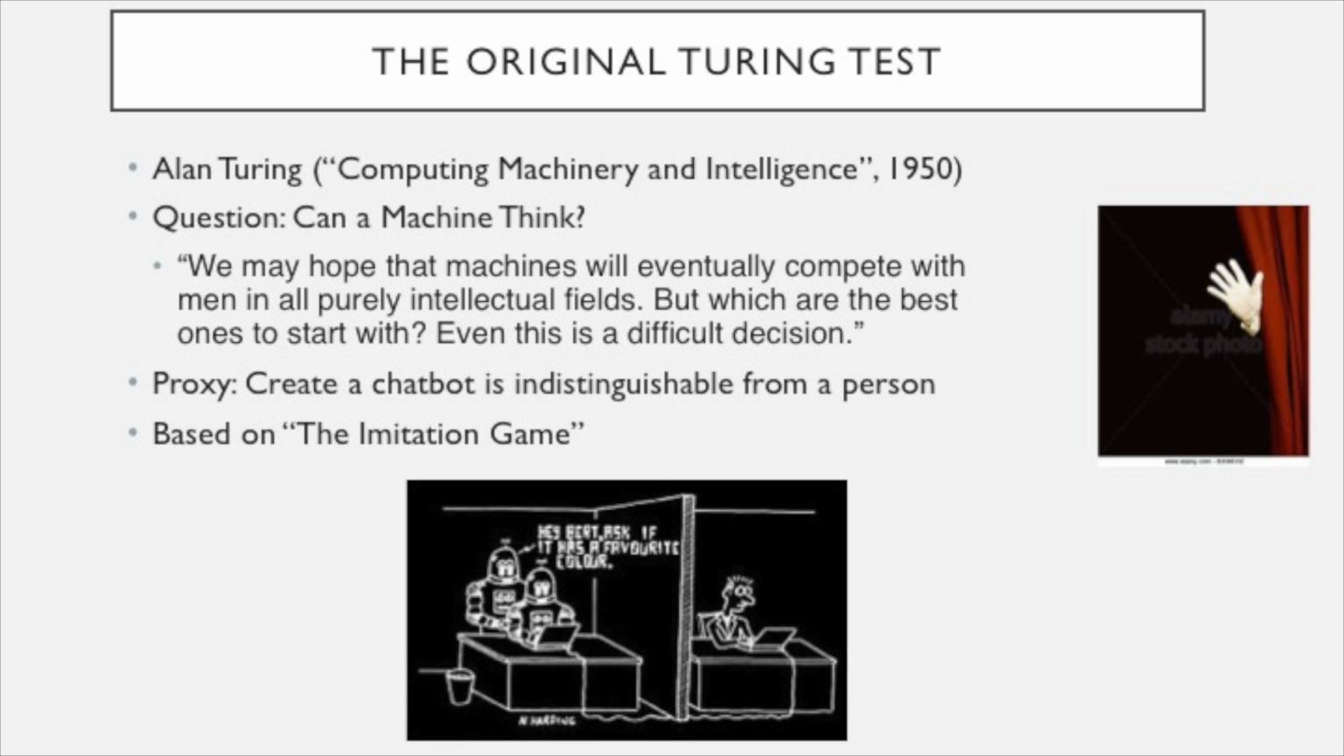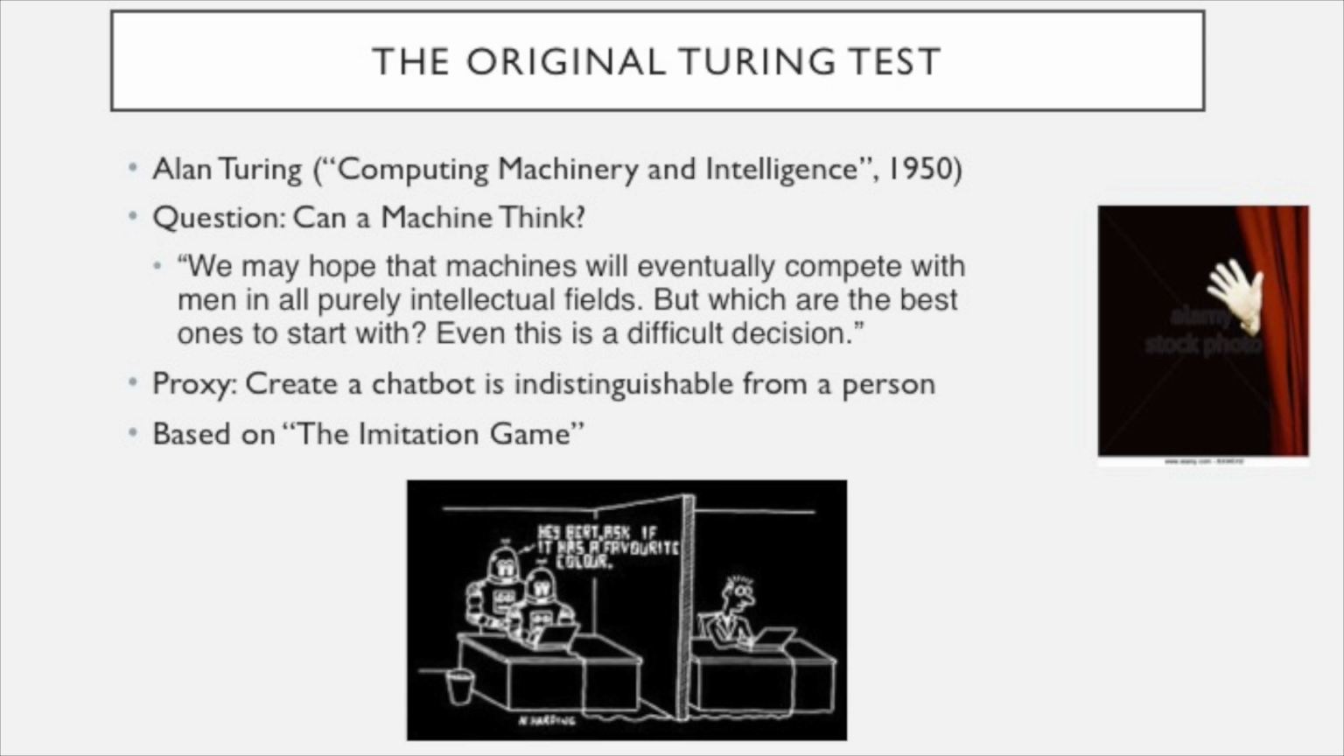So the original Turing test, as many of you may know, Turing didn't call it the Turing test. He was writing a paper called Computing Machinery and Intelligence. It was a 1950 paper. And the question that he posed was, can a machine think? That's what he was really interested in. And he certainly knew that that was a super complicated question.